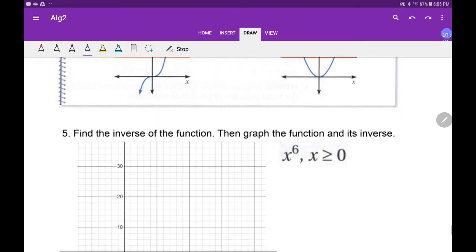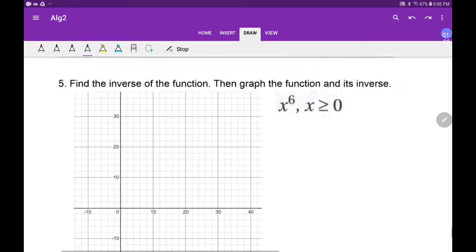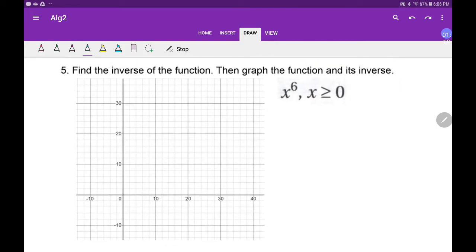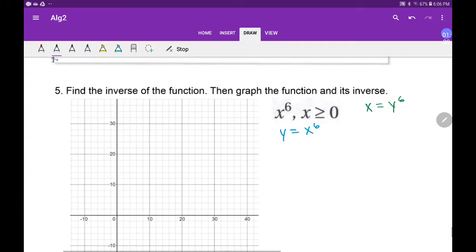So find the inverse of the function, then graph the function and its inverse. All right. So first off, I have y is equal to x to the sixth. It doesn't say that, so I supply the y. And then I want to compare that with what happens when I switch. The x is equal to y to the sixth. And I take the sixth root.